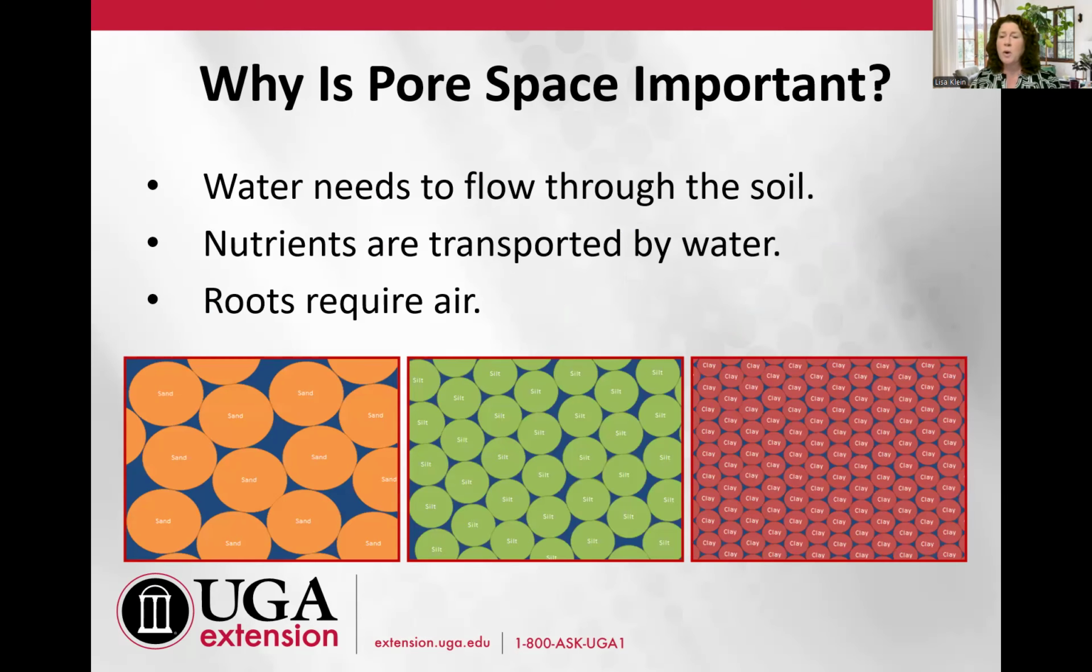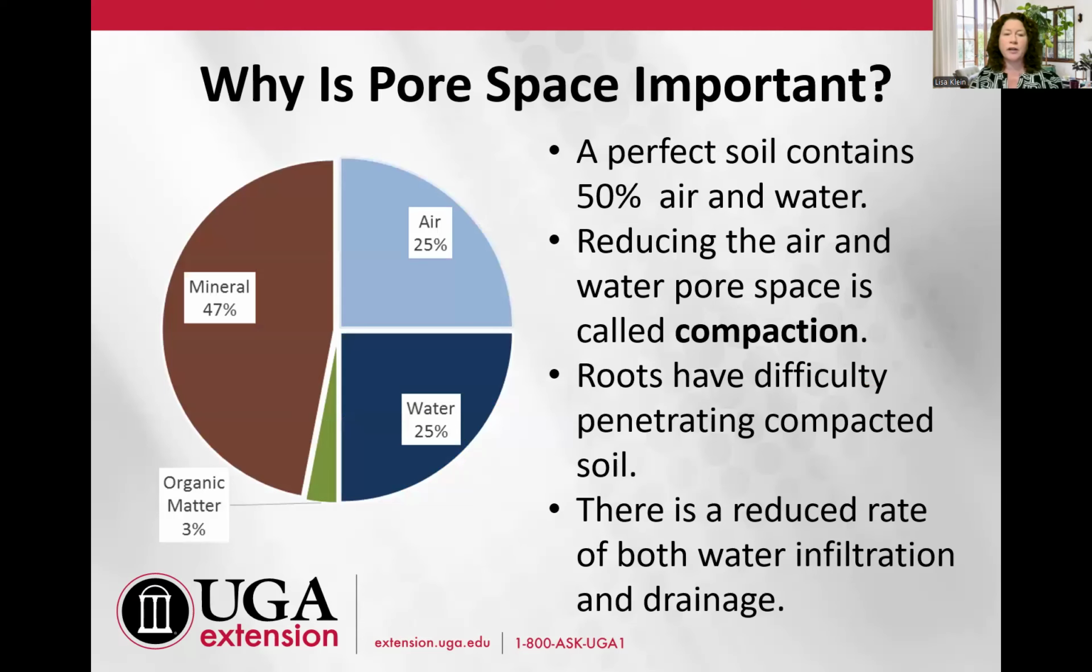Of course, water needs to flow through the soil, and nutrients are going to be transported by water. Nutrients are the minerals that the plants need to survive. And then, of course, roots need air, so you have to have some of those air particles. You can see there the differences between the sand and the silt and the clay. You have way more air pores in between the sand versus the clay. Sometimes this helps you visualize what you have versus what you need.